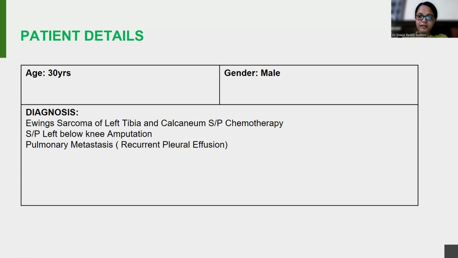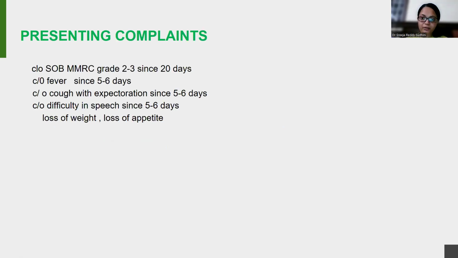Coming to my case, it is a young male patient of 30 years who was finally diagnosed with Ewing sarcoma of the left tibia and calcaneum, post chemotherapy. He had a left below-knee amputation. Now he has a pulmonary metastasis with a recurrent pleural effusion. This was the final diagnosis.